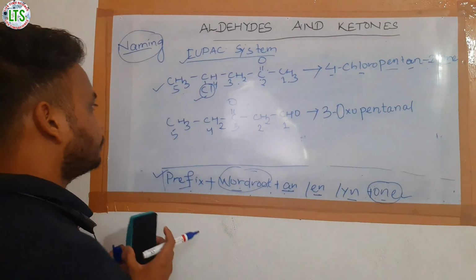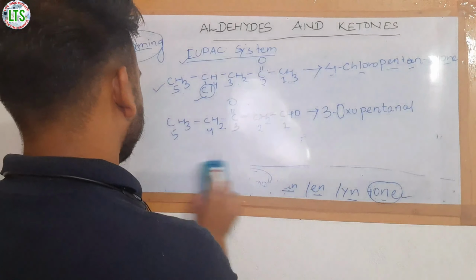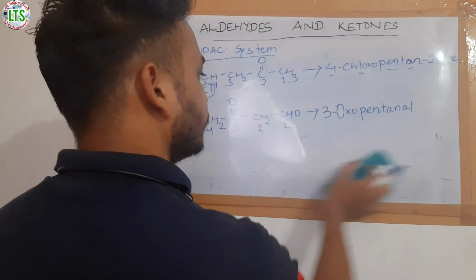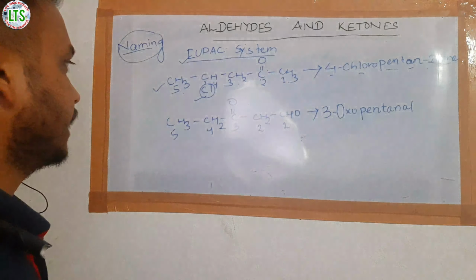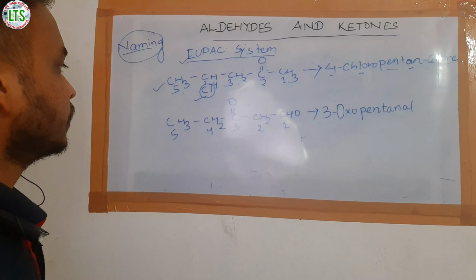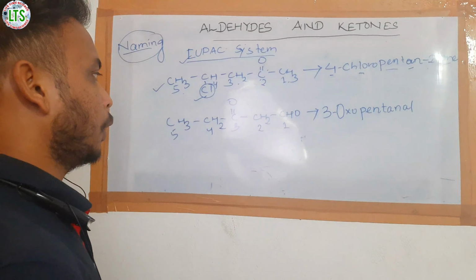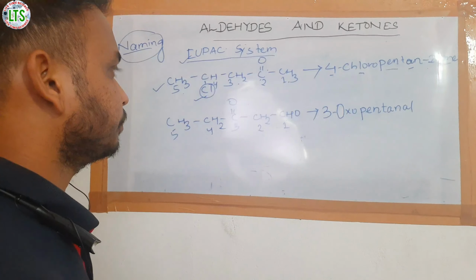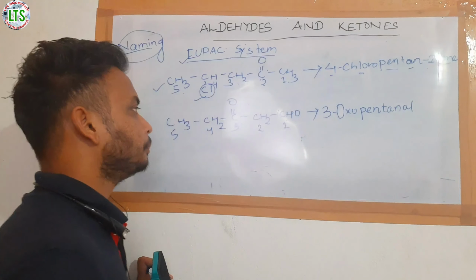Next type of compound is the compounds containing both aldehydic and ketonic group. In such cases, the ketonic group is named as the substituent oxo, and the aldehydic group is named as Al and such.